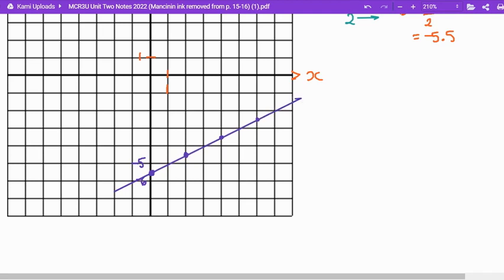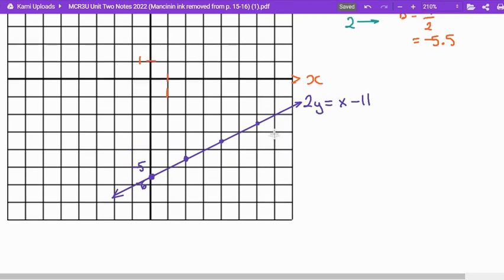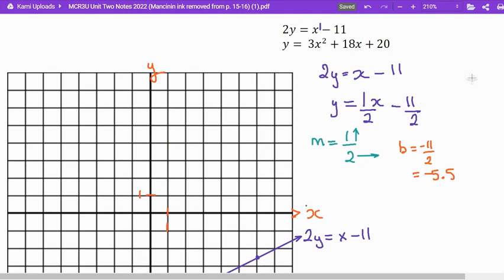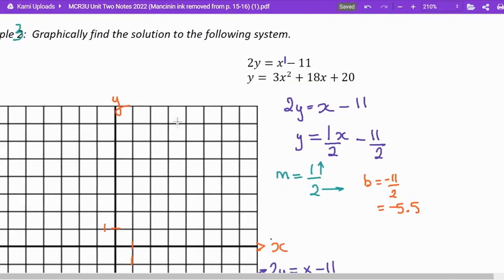Okay, arrows and an equation. I'm going to make it easier and use the original equation so that I don't have to write fractions. Okay, that's our linear equation. Now let's look at the quadratic.